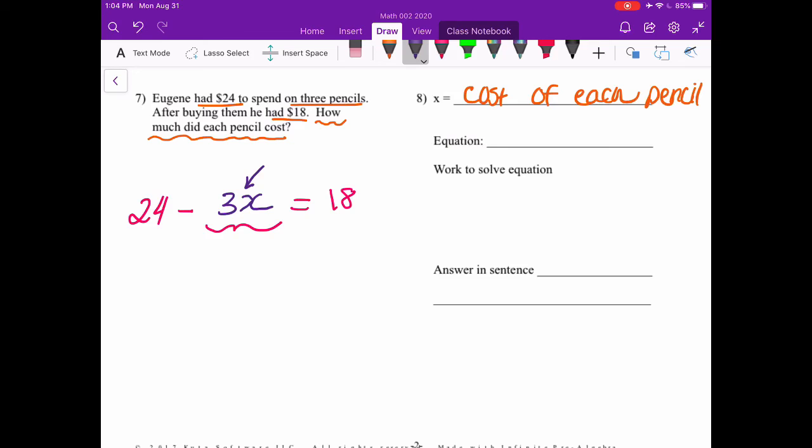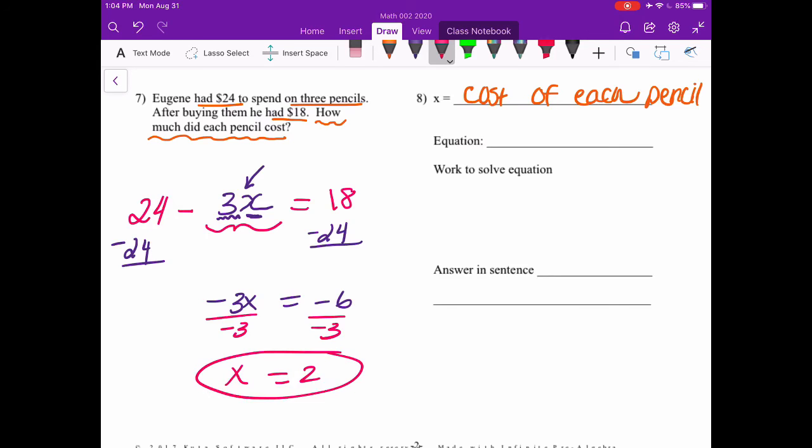Anytime there's a variable there, it's like this is a rate, 3 per number of pencils. You would say 3 pencils is a certain price, so it would be 3 times, let's say each pencil is $2, 3 times 2, you'd spend a total of 6. All right, solve that. You're going to get negative 6 equals negative 3x. Divide by negative 3 on both sides, and we get x equals 2. Each pencil was $2.